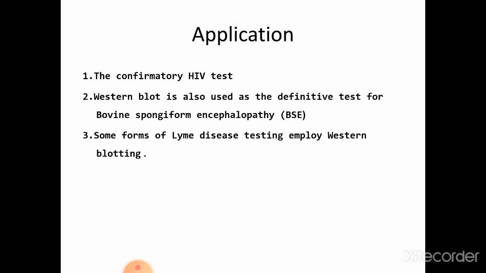Next is the application. This blotting technique is used in applications like the confirmatory HIV test. This Western blot is also used as a definitive test for bovine spongiform encephalopathy. Then some forms of Lyme disease are also diagnosed using Western blotting. Along with Western blotting, other techniques like northern and southern blotting are also important. So, whenever a technique is asked, its application should also be mentioned.